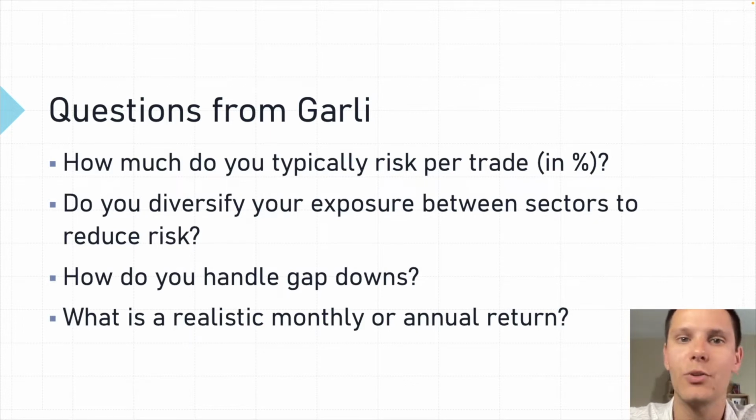The first is, how much do I risk per trade on a percentage basis? Second, do I diversify my exposure between sectors to reduce my risk? The third is, how do I manage gap downs when I'm already in the position? And fourth, what is a realistic monthly or annual return to have?